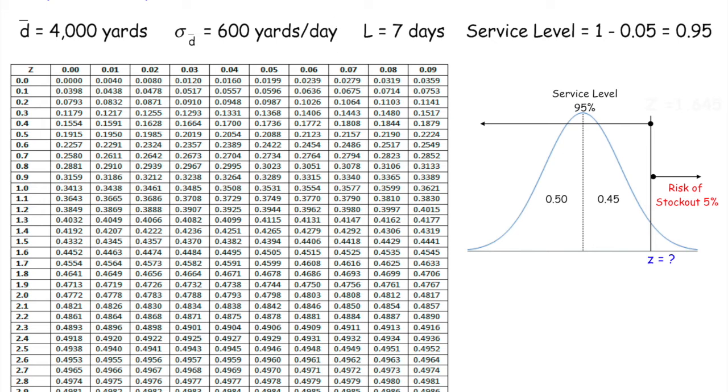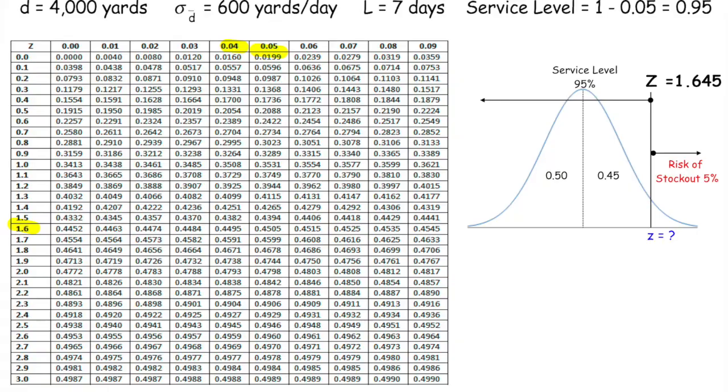realize that the Z-scores are in the perimeter of our table. So it's going to be a Z-score of 1.64 and 1.65. If we average those, we're going to get a Z-score of 1.645. And as I explained, some solutions might go with a Z-score of 1.64 rather than this more accurate answer.